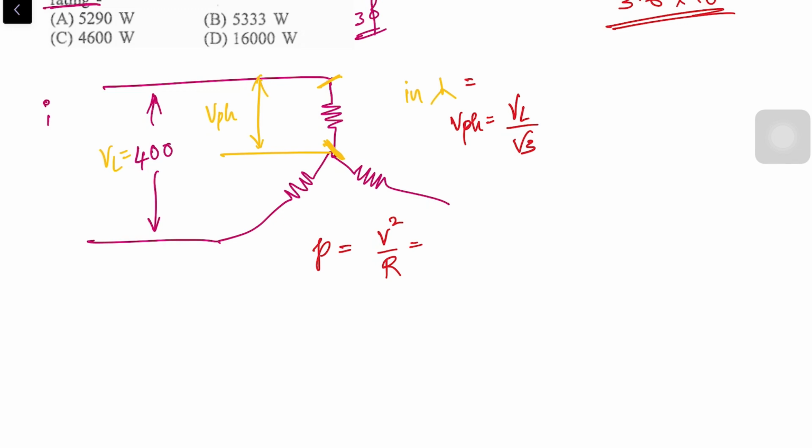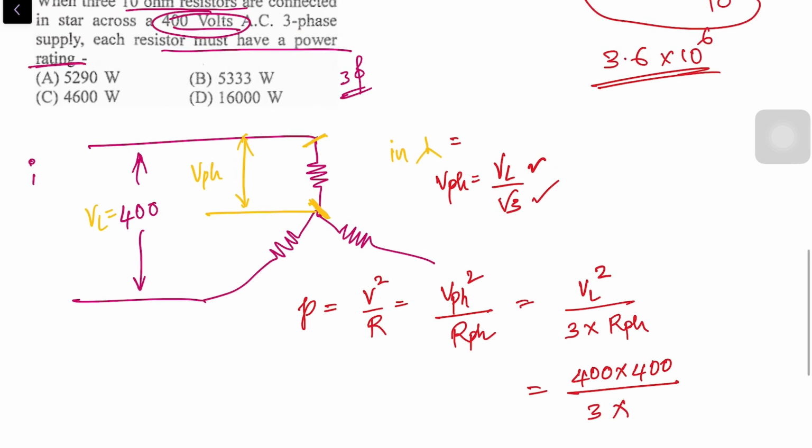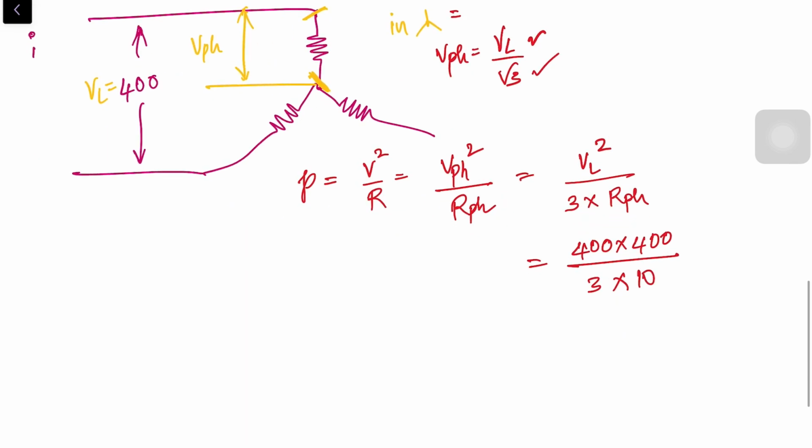So we are in a 3-phase system. So for each resistor we are getting voltage VPH and resistance in each phase is RPH. So VPH is also written as VL by root 3. So if you put VL by root 3 whole square, you will get VL square by root 3 whole square, which is 3, into RPH. Now substitute the values. VL is 400 square, so I will write 400 into 400 divided by 3 into each resistor value, which is 10 ohms as given.